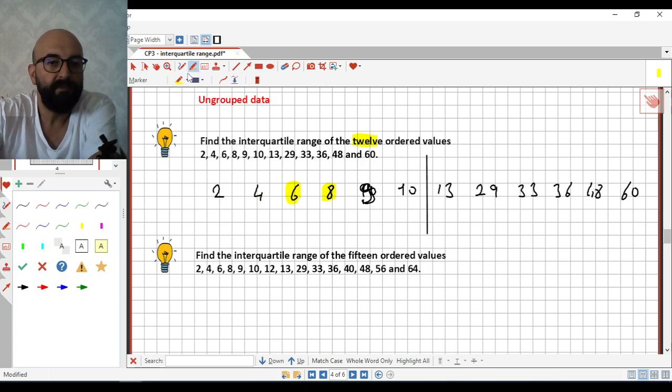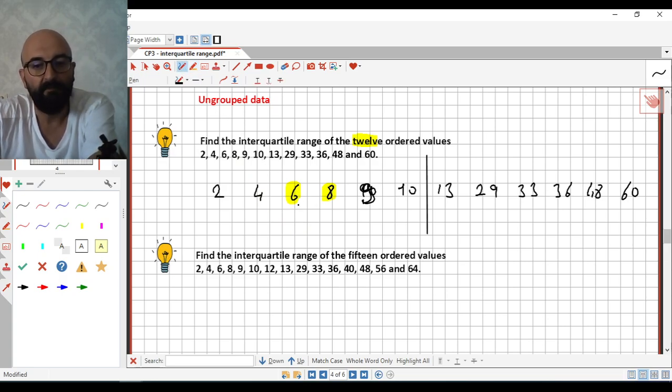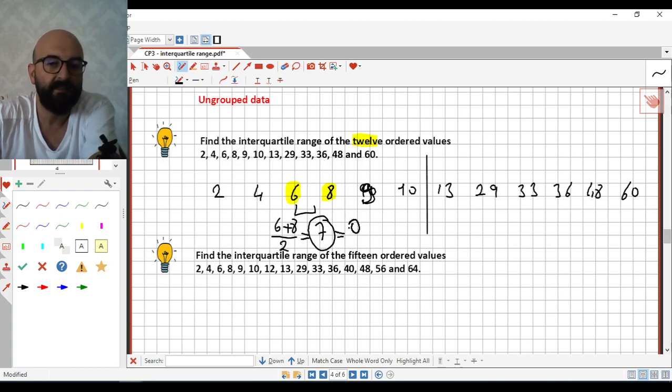So we should take both 6 and 8, and we should find the mean of 6 and 8. So it means 6 plus 8 divided by 2 becomes 7. It is the lower quartile, or Q1.